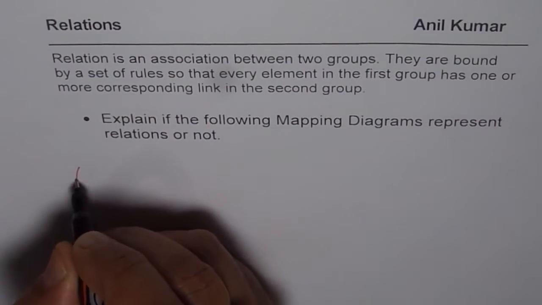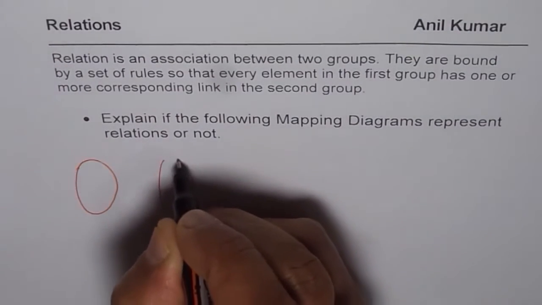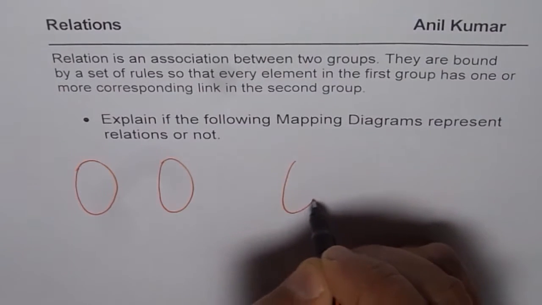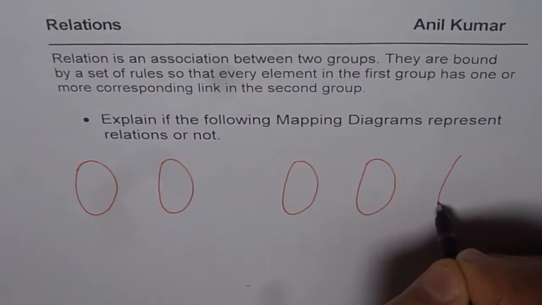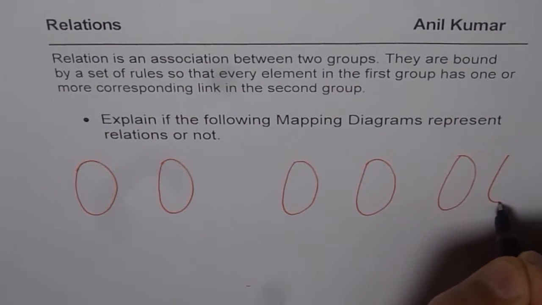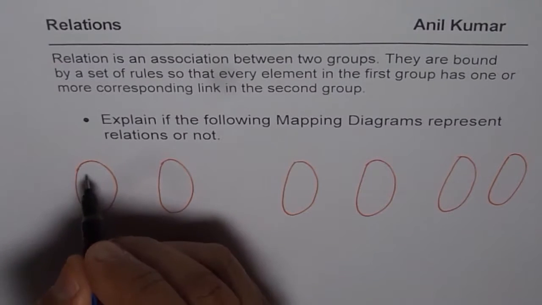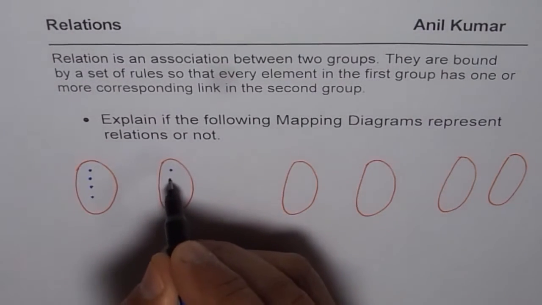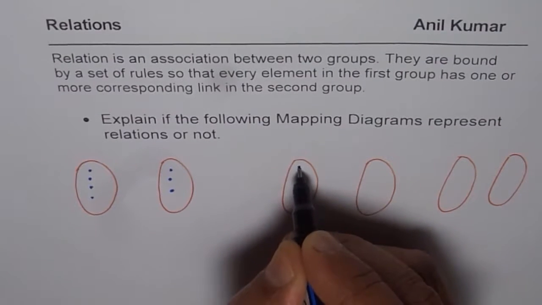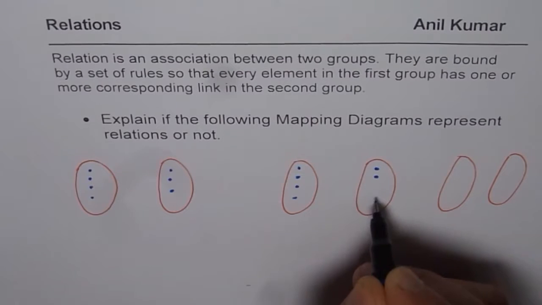So I'll draw three different mapping diagrams. This is the first set which I'll draw, and then I'll do the next one, and then the third one. You have to explain if these mapping diagrams represent relations or not. Let us say these are different elements. I'm just showing those elements with some dots. We'll connect them.